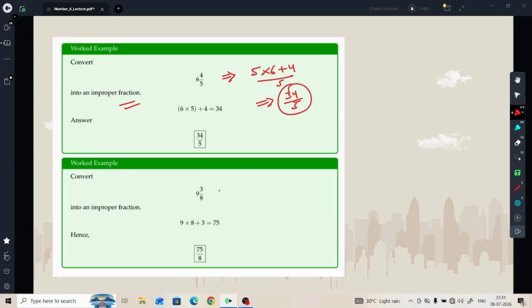This next example is also very simple. 9 times 8 plus 3 divided by 8. So 9 times 8 is 72, 72 plus 3 is 75. So 75 upon 8 is our answer.